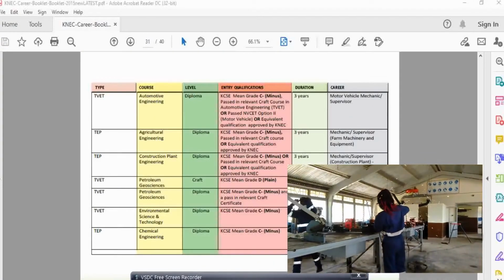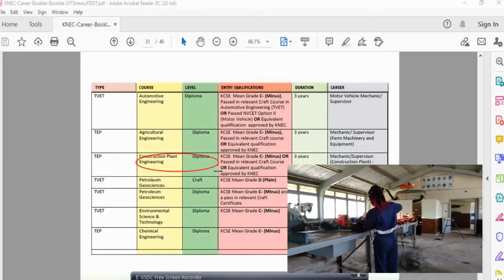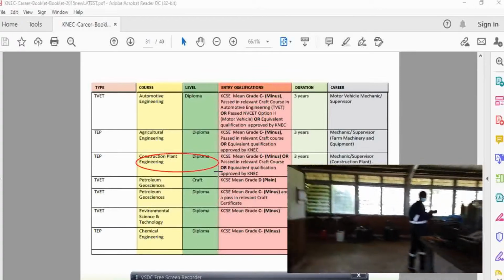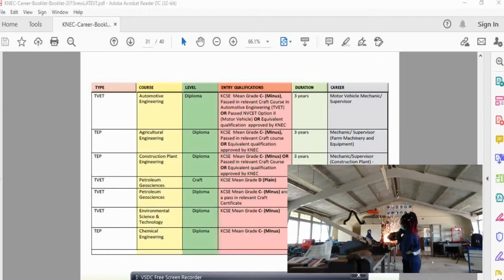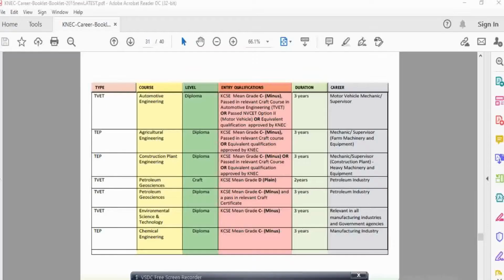Then there is another subfield of mechanical engineering, diploma in construction plant. It is still under mechanical engineering. That is maintenance and operation of various machines that are used in the construction industry. That is the earth movers. I've mentioned it in one of my earlier videos on differentiating the various branches of mechanical engineering. You can also watch my past videos, but you'll be working as a mechanic or supervisor for construction plant and heavy equipment.